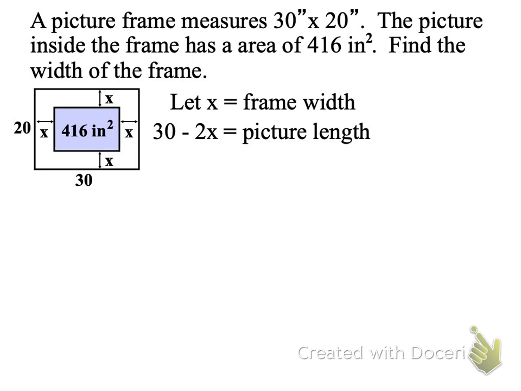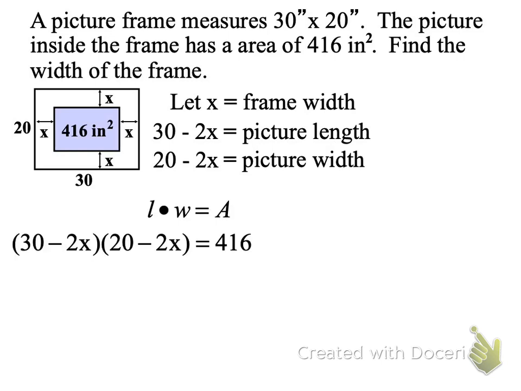Okay. What do you think we would call the width of the picture? 20 minus 2x? Yeah, because we know that this portion here is x, and this portion here is x, so we could say that this portion right in here is the total minus the 2x's, right? So it's 20 minus 2x is the picture width. Now, I know the length, I know the width, and I know the area. So we're going to use our area formula. So length times width equals 416.